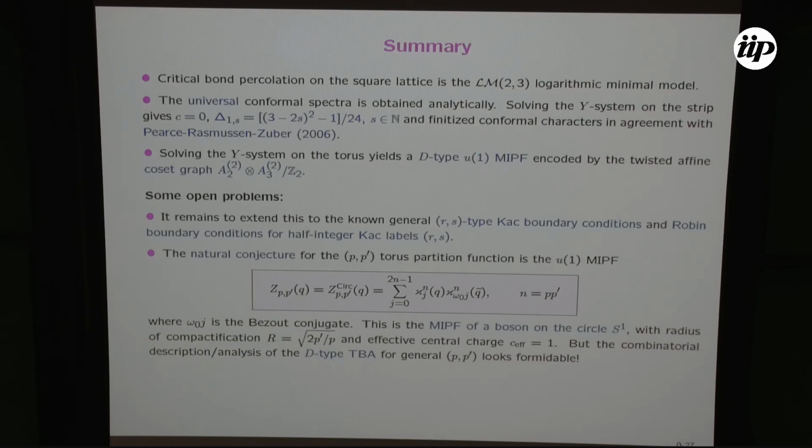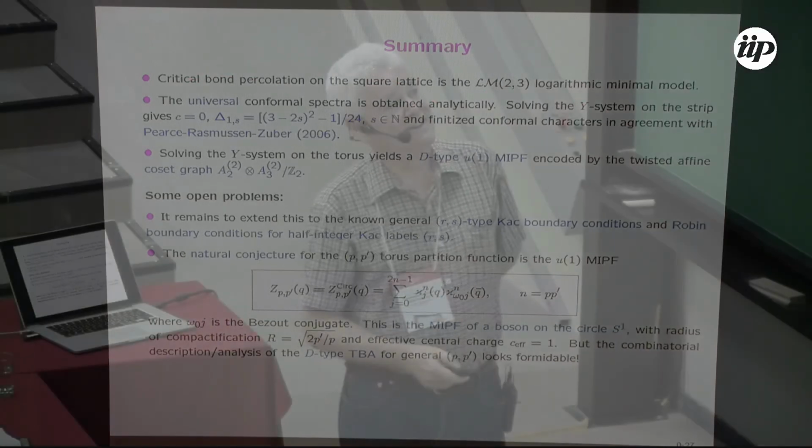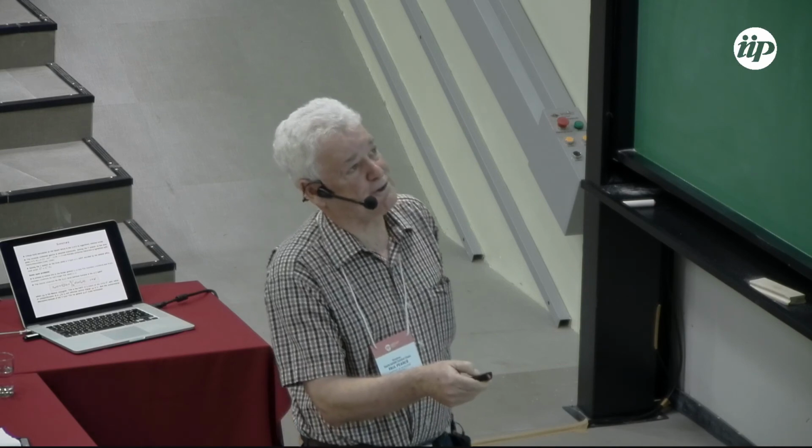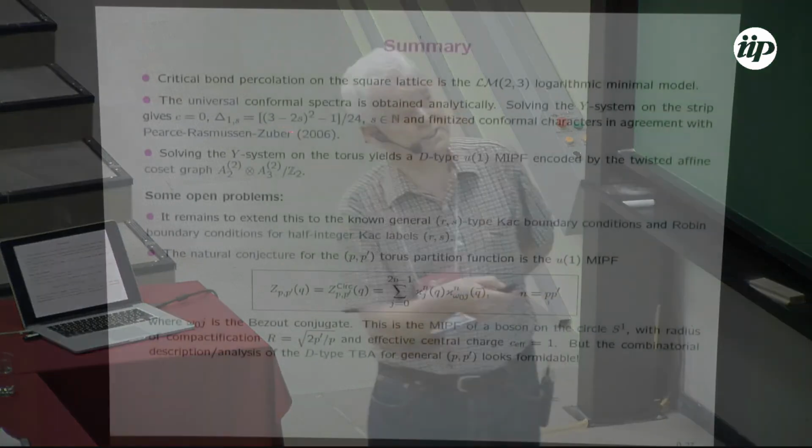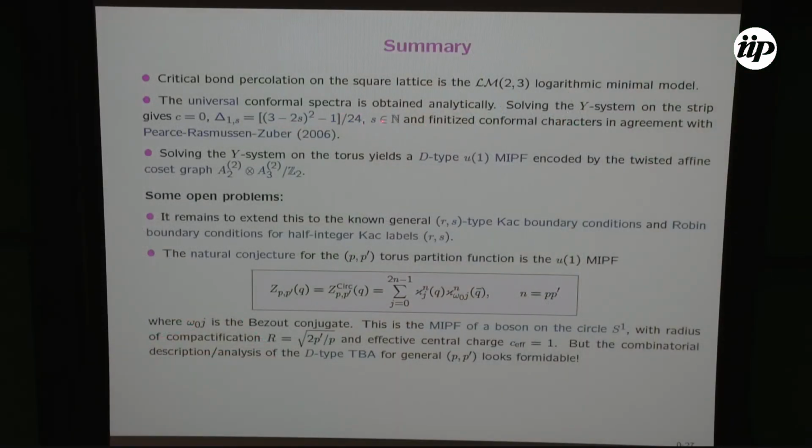So let me finish by summarizing what we've seen. We've seen the critical bond percolation on the square lattice is just the LM(2,3) logarithmic minimal model, the first in an infinite series of exactly solvable models describing log CFTs. The universal conformal spectra is obtained analytically. We solve the Y system on the strip and we get the expected results given by the Kac formula, namely c equals 0 and the conformal weights given by this expression. Here s is an integer, but more generally it can be a half integer.